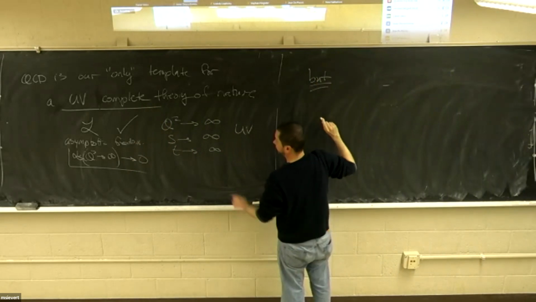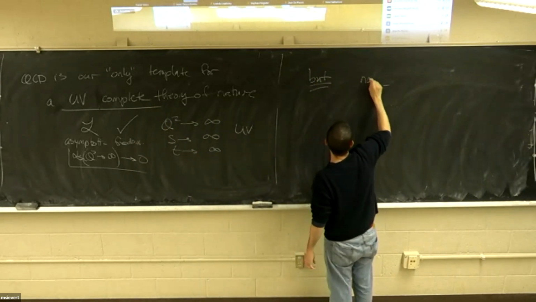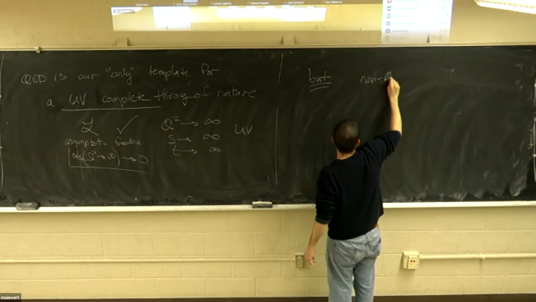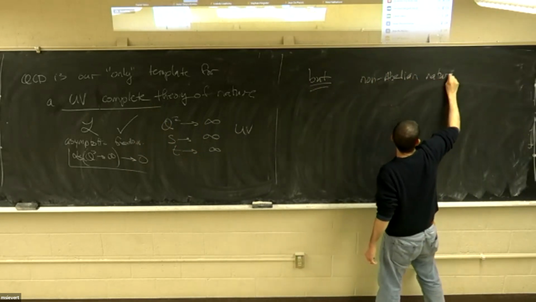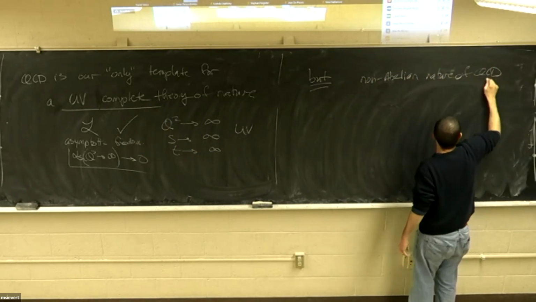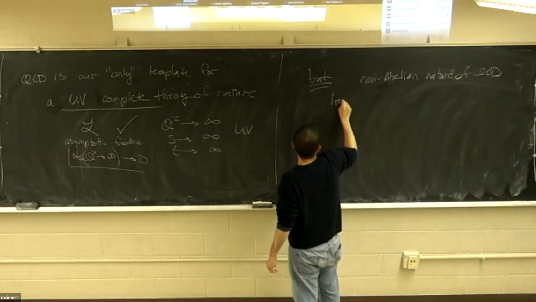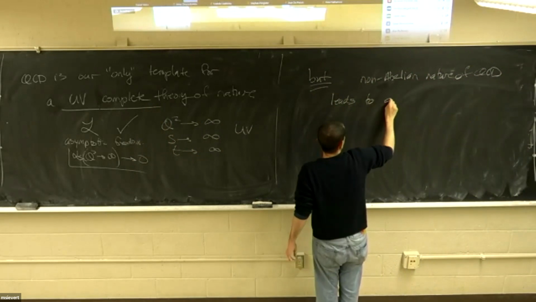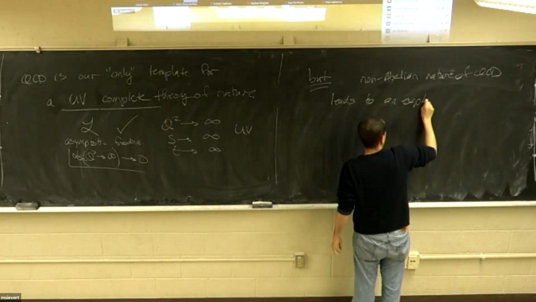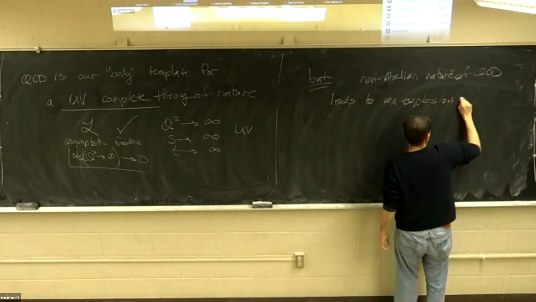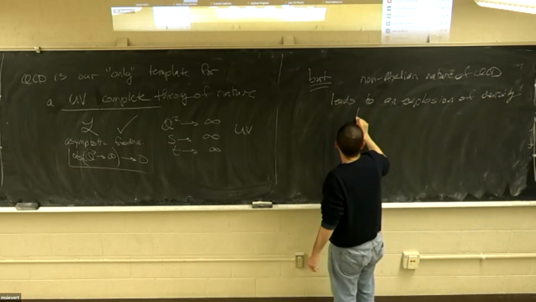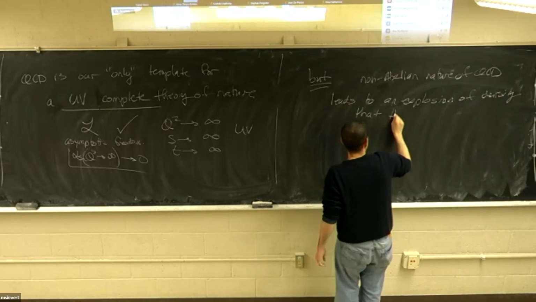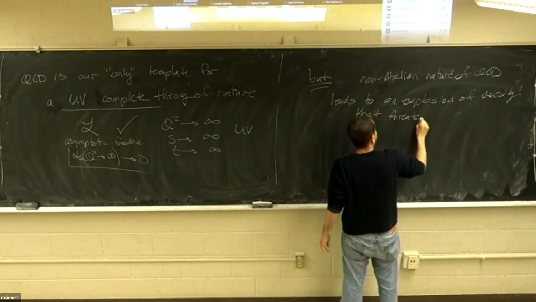But the exact same non-abelian gauge theory, the non-abelian nature of QCD, leads to an explosion of density. That threatens to violate unitarity.